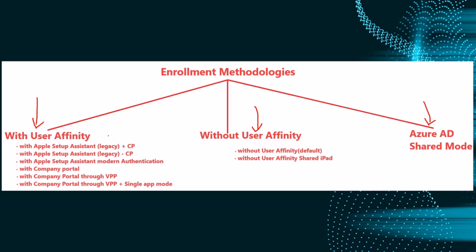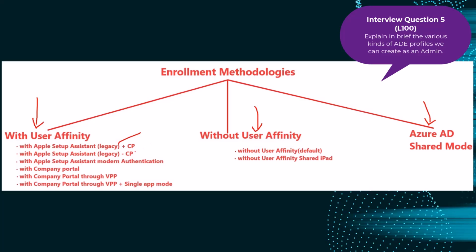Now, when you're using user affinity, again, there are a lot of permutations and combinations that you can do. You can do setup assistant legacy with company portal. You can do setup assistant legacy without company portal. You can do setup assistant with modern authentication. You can do user affinity with company portal through VPP. And if you are doing company portal through VPP, you can use single app mode as well. We are going to see all these in the demo.